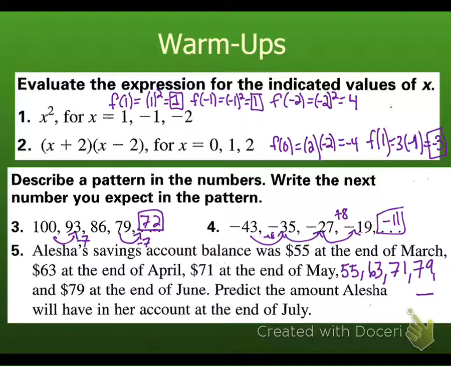Can somebody tell me what the pattern is? Yep. It's going up by 7. Oh, wait. Close. 8. It's going up by 8. No, you're fine. So it went up by 8. So can somebody else tell me what the number is going to be? Back there, Ray? 87. So at the end of the month of July, she's going to have $87.